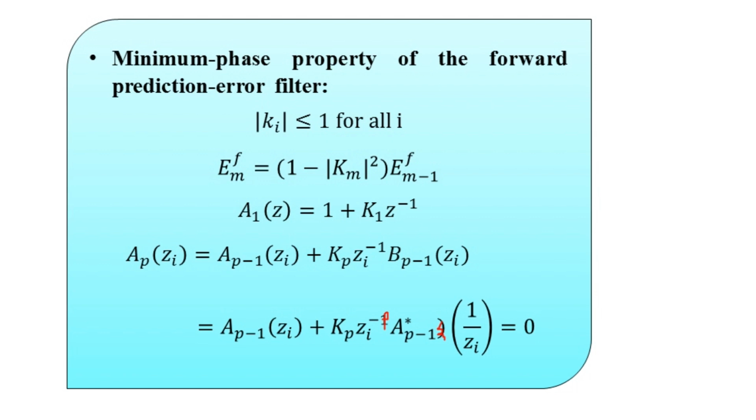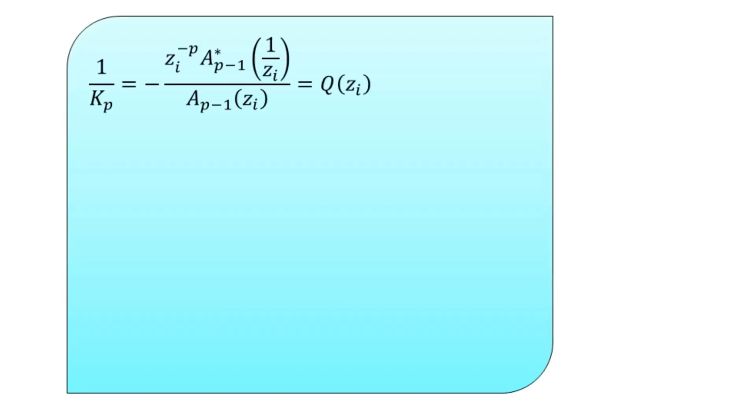Therefore the reciprocal of the pth reflection coefficient, 1 upon capital K suffix p, is equal to z i to the power minus p into the conjugate of capital A suffix p minus 1 in multiplication to 1 upon z i, and in the denominator we have capital A suffix p minus 1 of z suffix i. This ratio, with the negation, is equivalent to capital Q of z suffix i.